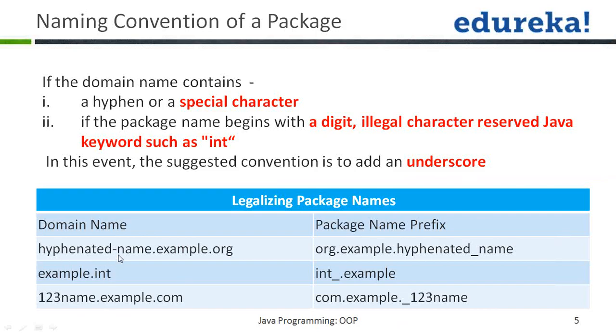Like, these are the example domain names and these are the package names. If it is hyphenated-name.example.org, you write org.example.hyphenated_name, placing an underscore instead of the hyphen. For int.example, you write int_.example. For 123.example.com, you write com.example._123. So these are the suggested naming conventions. If you find a special character, a reserved keyword or a number in your domain name, you just have to place an underscore there. I guess you are clear with this because it is quite simple to understand.